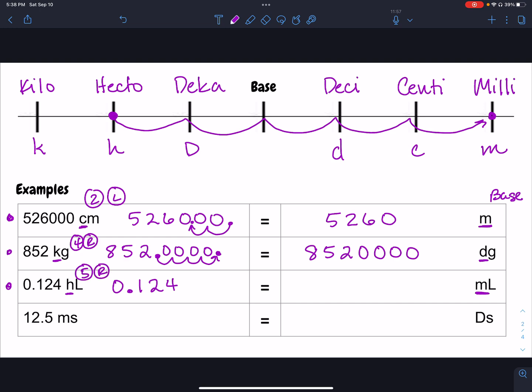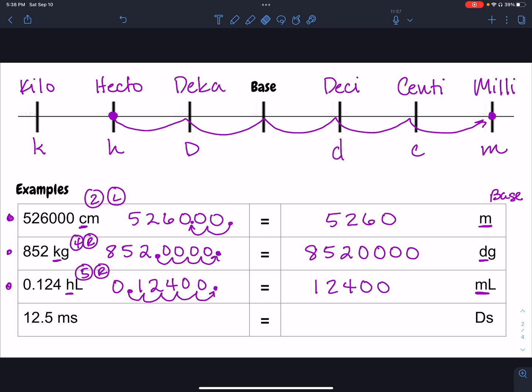So I do the same thing with my decimal. 1, 2, 3, 4, 5. So here's my new decimal position, and I need to fill in 2 zeros here. So instead of 0.124, I have 1, 2, 4, 0, 0. So 0.124 hectoliters is equal to 12,400 milliliters.